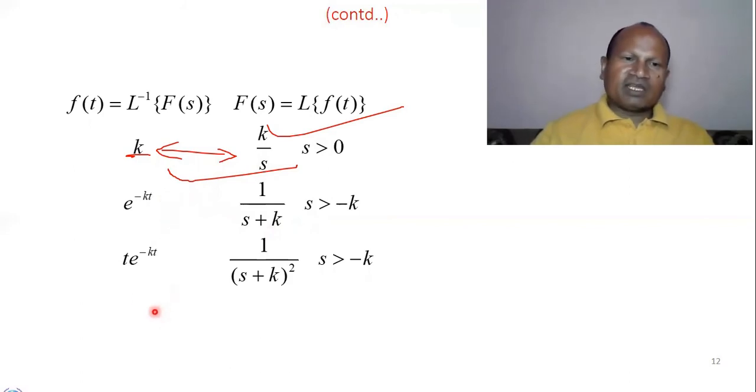minus kt. Similarly, for t e to the power minus kt, the Laplace transform gives you 1 divided by (s plus k) square. And the inverse Laplace transform of this function will give you t multiplied by e to the power minus k into t.